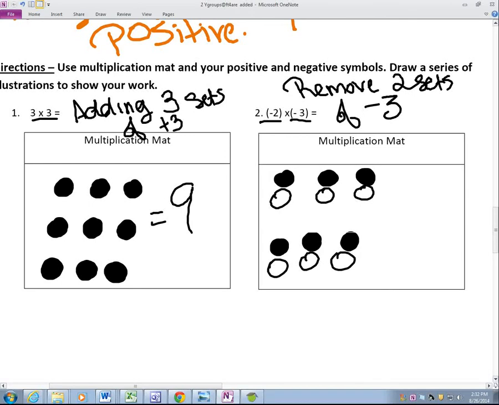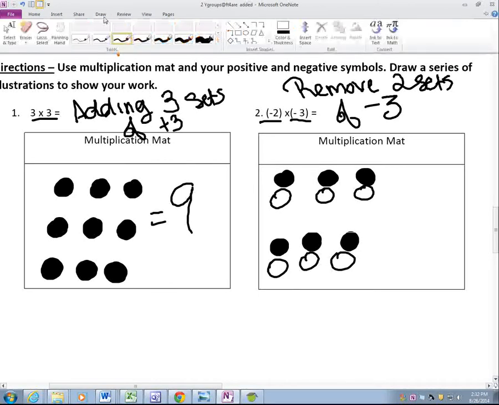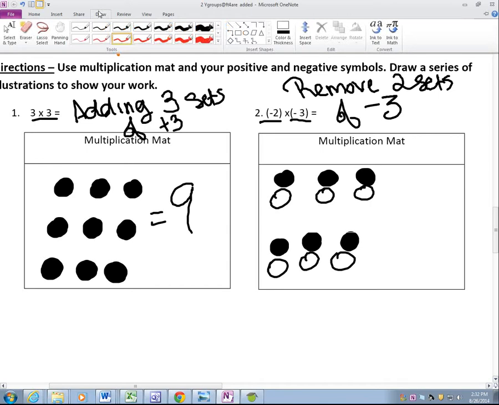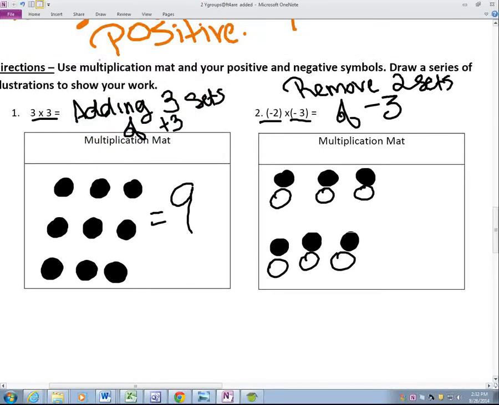So this is what's happening. I'm removing 2 sets of -3. I'm going to go ahead and do red because red's like the color of... All right. We're removing this. Pew! He's out of here. Removing this. Here you go.